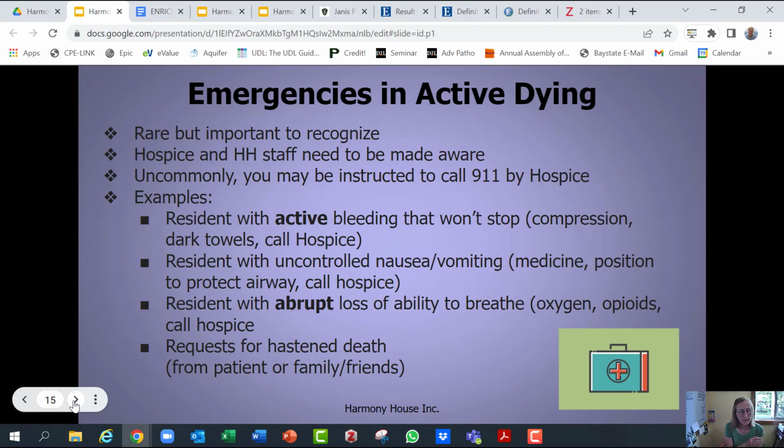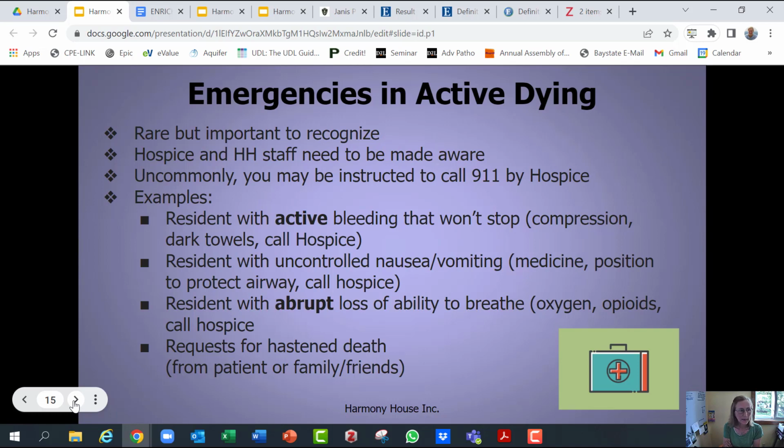Now, we've talked a lot about things that are natural and normal and routine and part of what we can manage at the Harmony House. And for the most part, 99 or 95% of things will be within that scope. But it is worth mentioning that there are, on rare occasions, emergencies that happen in actively dying. But we want to make sure that you know what to do. Your basic go-to is going to be able to recognize them and then to alert either Harmony House staff or hospice in all of these circumstances.